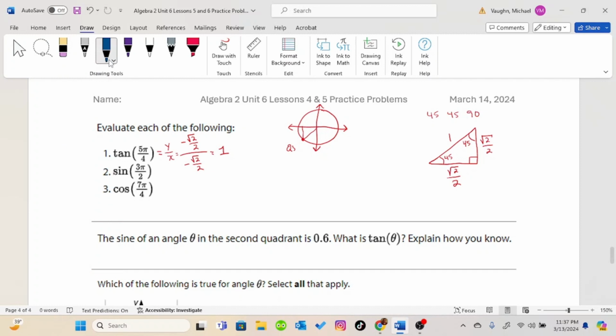Next, we have sine of 3 halves pi. Well, 2 halves pi is pi. Now we need another half, so we're down here at the bottom. And sine is the y value. And at the bottom on a unit circle, your y value is negative 1.